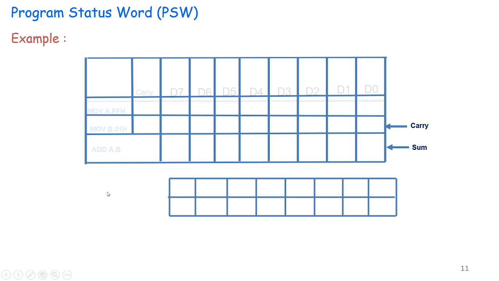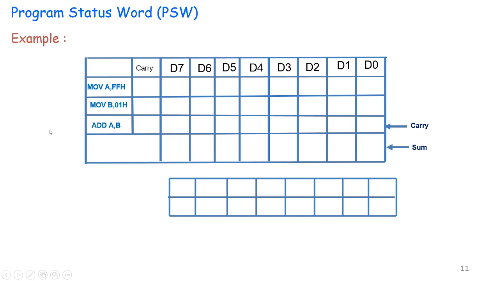So let us discuss the programming execution and how the program status word register flag bits are set and reset. So these are the instructions: MOV A, FF; MOV B, 01H. When these two instructions get executed, the content of the accumulator and the content of B are added, this is the ADD instruction. How will the flags be?